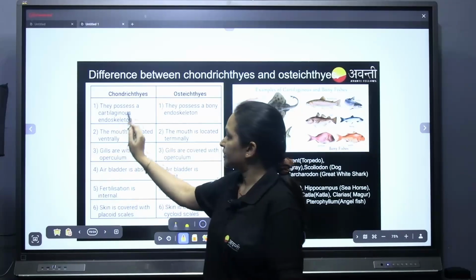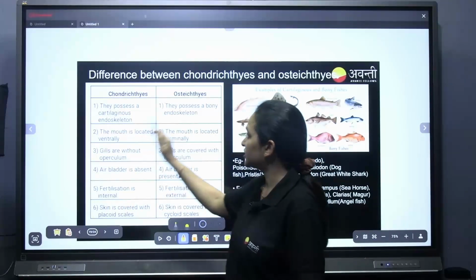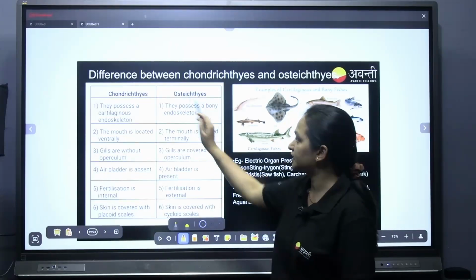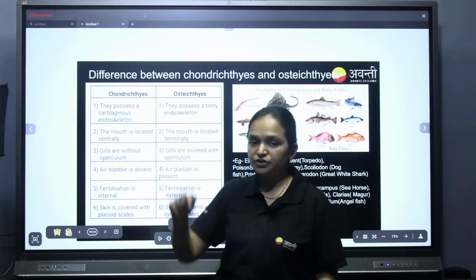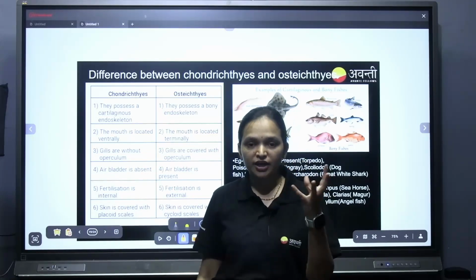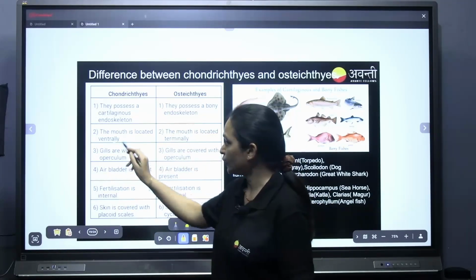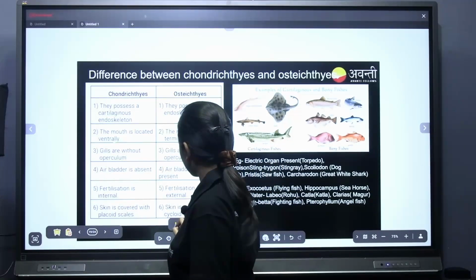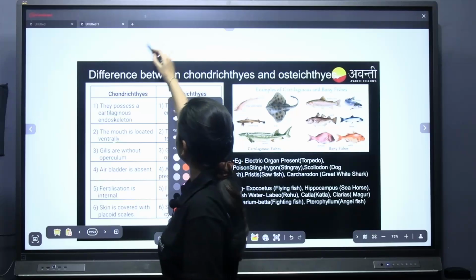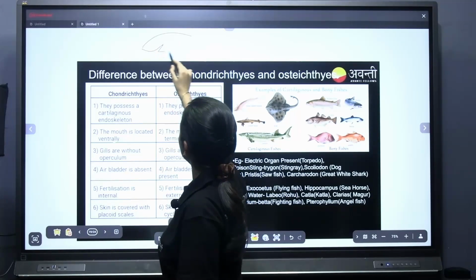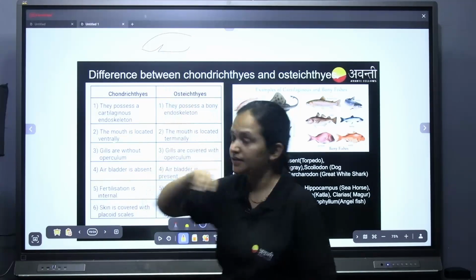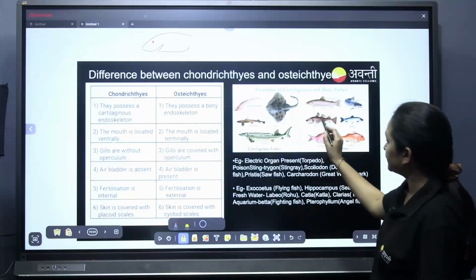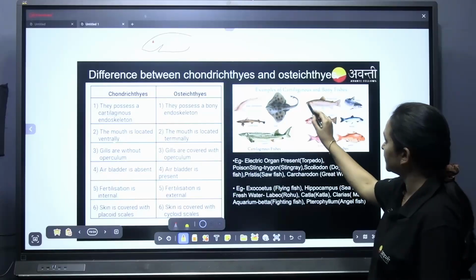And the endoskeleton is of cartilage, and the endoskeleton of the bony fish, that is Osteichthyes, is bony. If you see the mouth of our great shark, it is present ventrally. This is the mouth of the shark, isn't it? If you see any bony fish, the mouth is here.